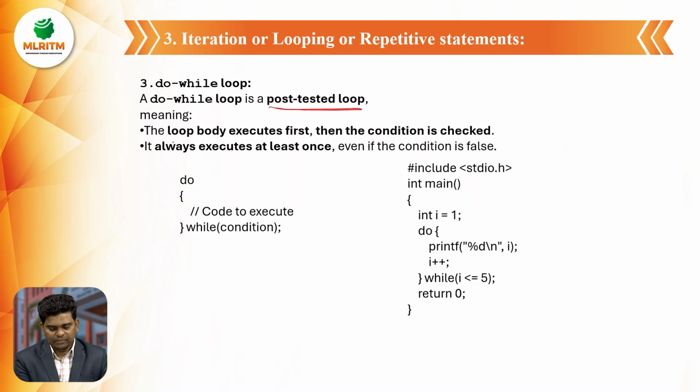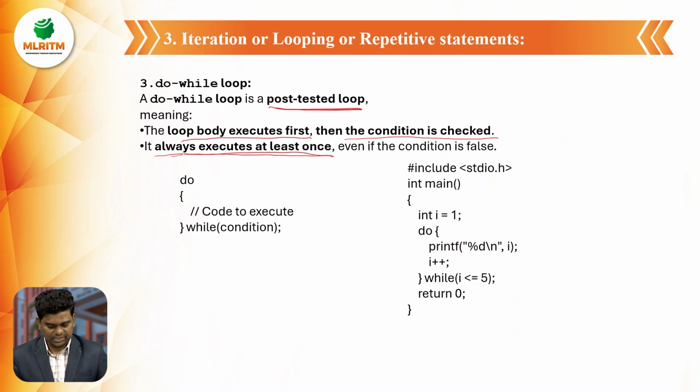Here is the meaning. The loop body executes first, irrespective of the condition. First the loop body is executed, then the condition is checked. That's why it is called a post-test loop. So what is the main difference between while and do while? Do while always executes at least one time. Whereas in while, only if the condition is true does it execute the group of statements. In do while, it executes at least one time even if the condition is false. That is the main difference.